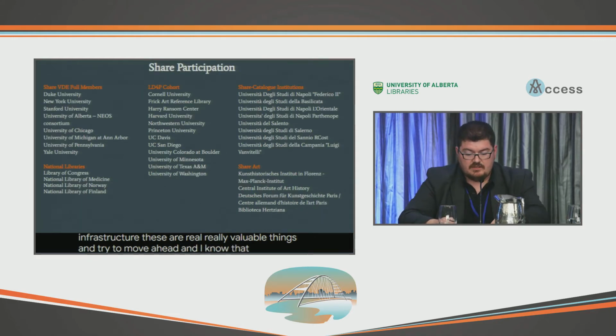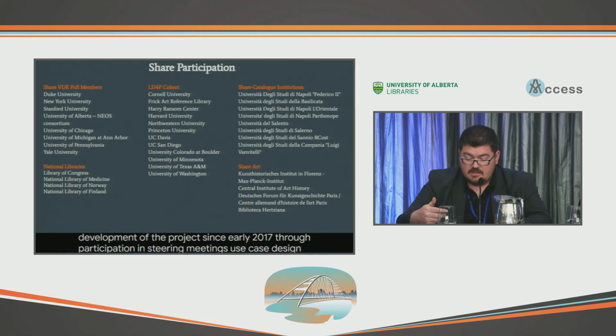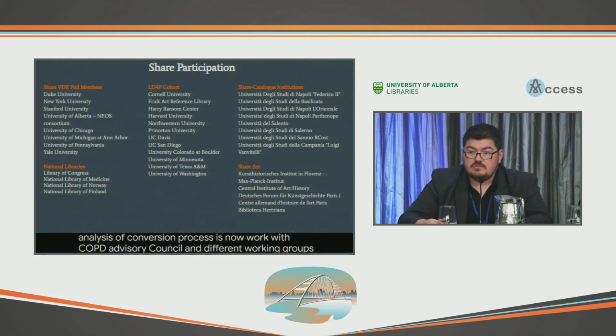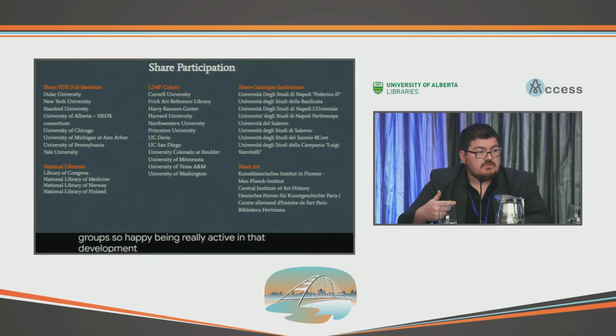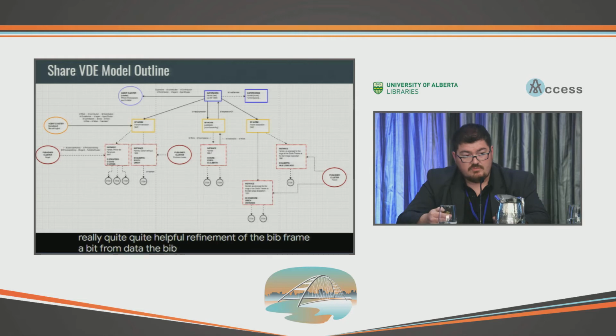And I know that Michele showed the map of institutions, but I thought it's worth highlighting here the benefits of collaborative effort and the breadth of work with Share VDE. UAL has been active in the development of the project since early 2017 through participation in steering meetings, use case design, analysis of conversion processes, and now work with the Share VDE Advisory Council and different working groups. So being really active in that development along with the rest of the community is really quite helpful. Which really allows for the refinement of the BIBFRAME data, the BIBFRAME model, but also our data.